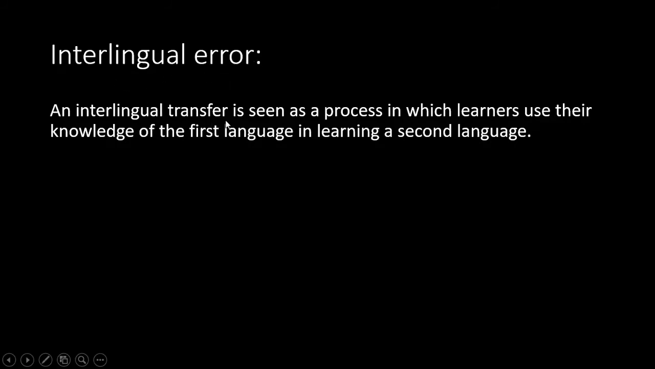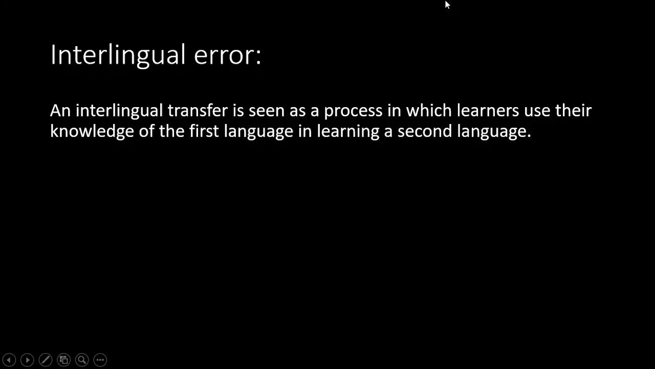Interlingual transfer is seen as a process in which learners use their knowledge of the first language in learning a second language. It means interlingual error is an error that takes place due to a particular misuse of a particular rule of the target language. It is, in fact, quite the opposite of intralingual error. It puts the target language into focus. The target language in this perspective is thought of as an error cause.